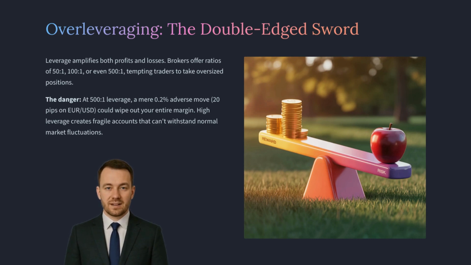For example, at 500-to-1 leverage, a mere 0.2% adverse move, 20 pips on EURUSD, could wipe out your entire margin on a trade. Many beginners see high leverage as a shortcut to big profits, only to find that losses accumulate at lightning speed when trades go wrong. In short, excessive leverage gives you a fragile account that can't withstand normal market fluctuations.